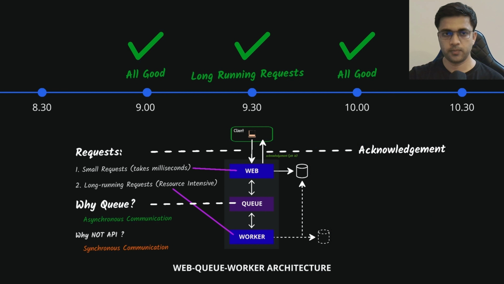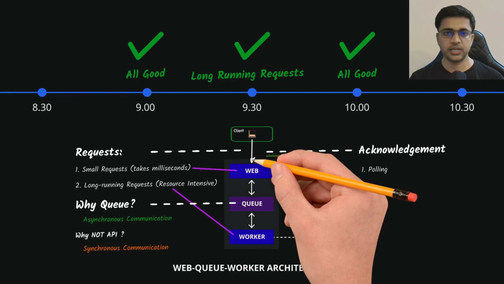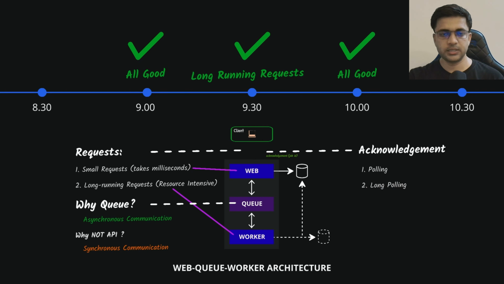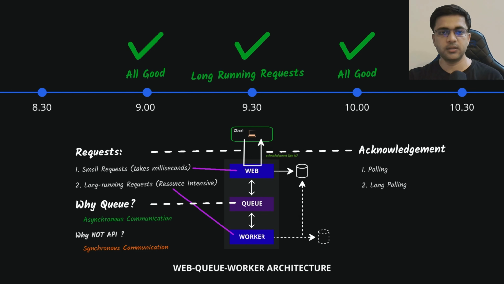it belongs to. Now, once the task is done by the worker, we need a way to tell the client that your task is done. How can we do that? One option is polling, where the client keeps checking the status of the task. Another option is long polling. It is similar to polling, but here the client sends a request and the server holds that request until the result is available or the request times out. If it times out, the client sends another request.